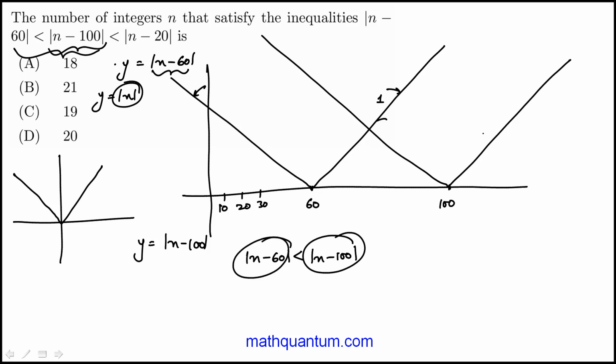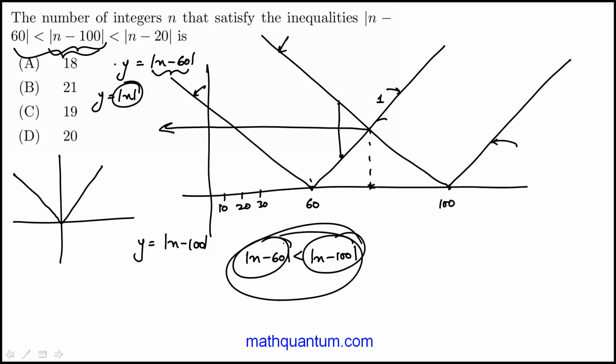So if we look at here, here absolute value n minus 100 is greater than that. So if we consider this entire region here, wherever they intersect, and I'll come back to that, here the graph of absolute value n minus 100 is above, and so each value you'll see is greater. So for all values of n to the left of this intersection, this inequality would be satisfied.